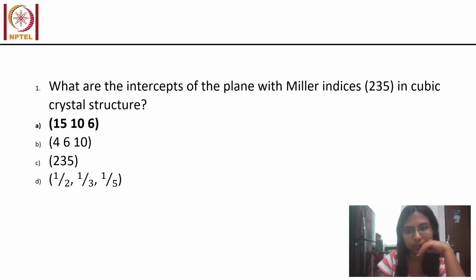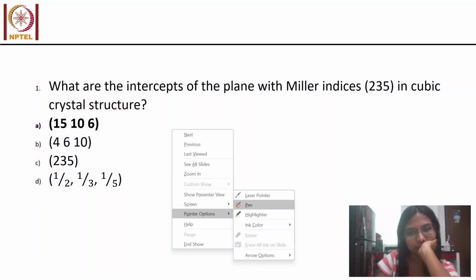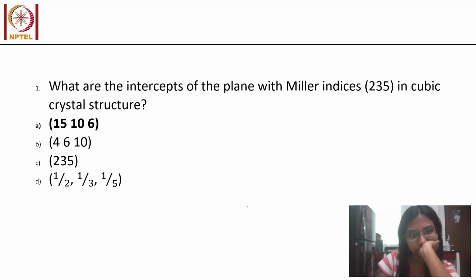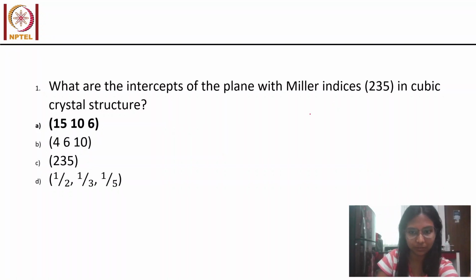Okay, so you tell me this first. This is easy. What are the intercepts of the plane with Miller indices 2, 3, 5? Why will it be 4, 6, 10? Here actually the Miller indices are given and you have to find out the intercepts.